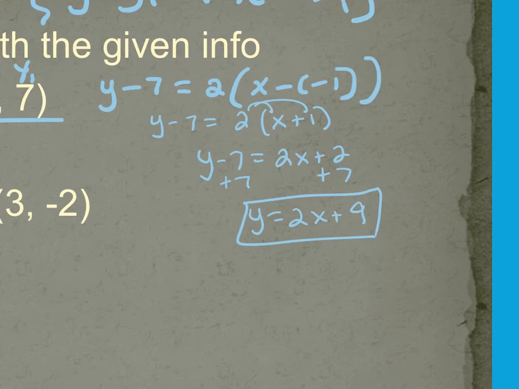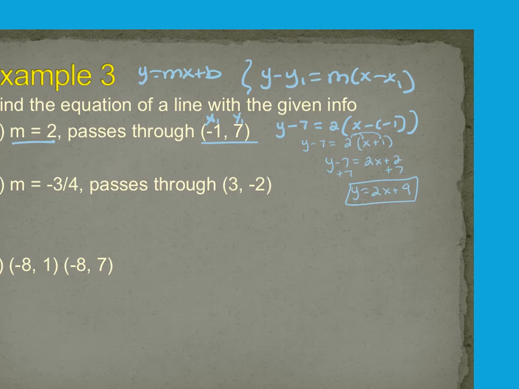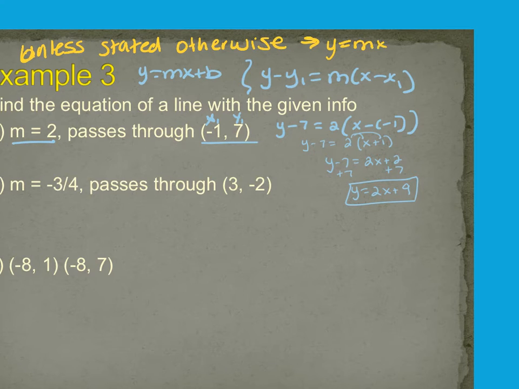So unless it states otherwise, you will always answer in slope-intercept format. Unless otherwise stated, answers are always in y equals mx plus b. If it says put it in standard form, obviously you're putting it in standard form. But if it says slope-intercept or it doesn't indicate it, it's slope-intercept.